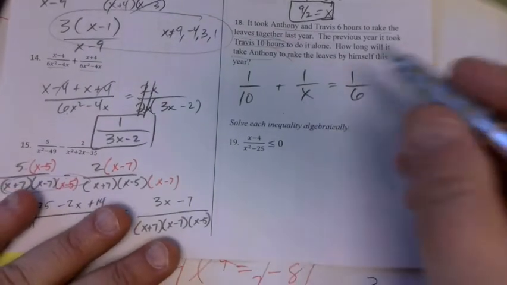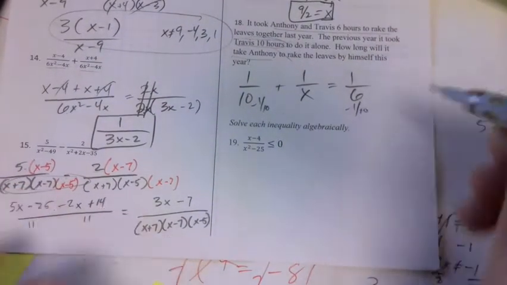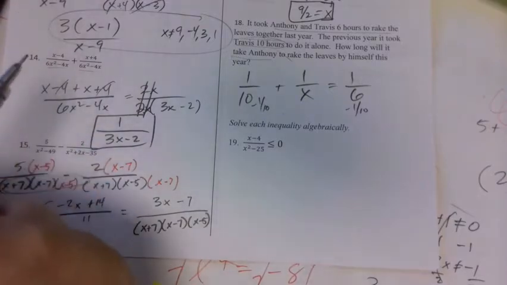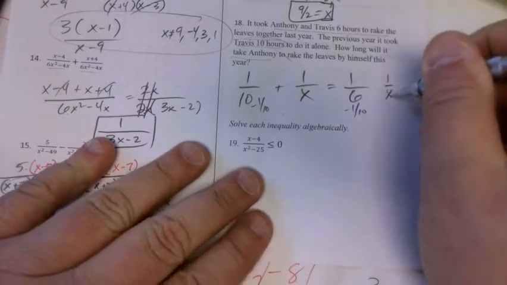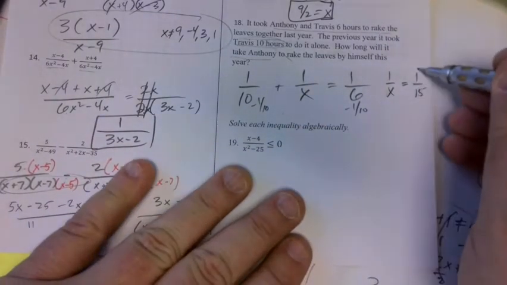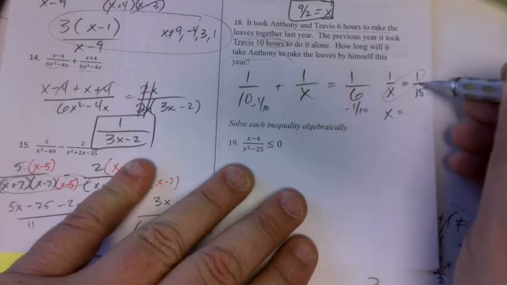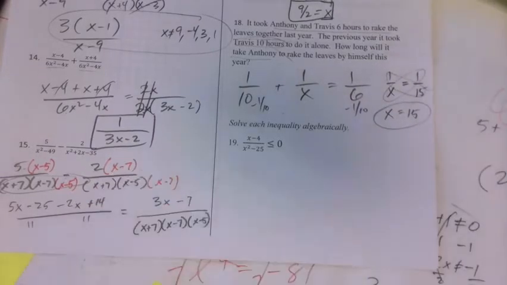So to do this, I'm going to subtract 1/10 from each side. And I go in my calculator, what's 1/6 minus 1/10. I don't want to do that in my head. And I get 1/15. So I have 1 over x equals 1 over 15. If I take a cross product, 1 times x is x equals 1 times 15 is 15. So my answer is 15 hours.